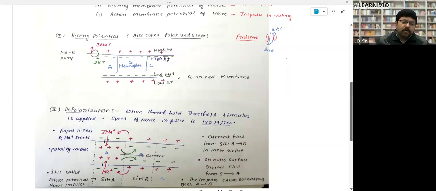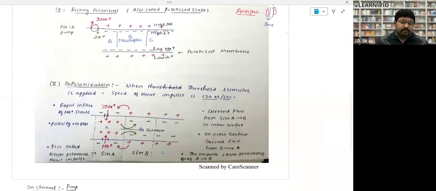What will happen when any stimulus comes? The membrane will become depolarized, means the movement will become opposite, right? When threshold stimulus appears, what will happen? Rapid influx of sodium ion starts. Now the sodium ion will start going inside, right? And potassium ion are outside. So what will happen at a side of the membrane? Inner there will be positive charge, outer side there will be negative charge, right?